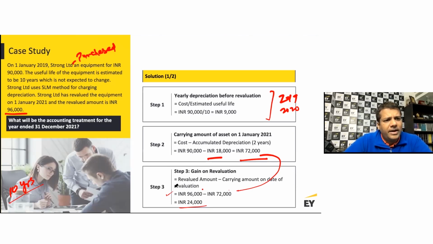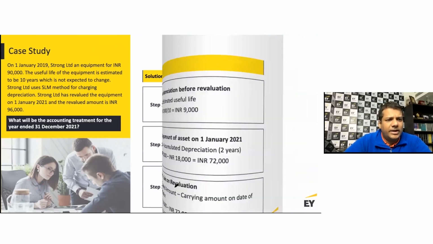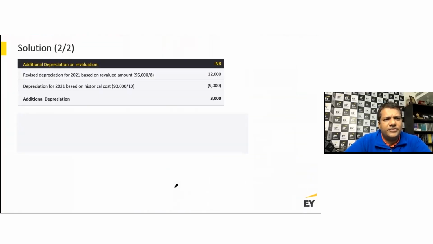So what will be my accounting treatment of the depreciation for December 2021? Essentially now I need to depreciate 96,000 over how many years? Over 8 years. So the revised depreciation for 2021 based on the revalued amount is 96,000 divided by 8, which is 12,000. My original depreciation was 9,000, so my incremental depreciation is 3,000, which will be charged to P&L.